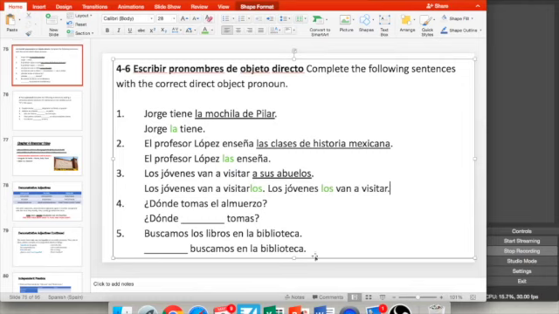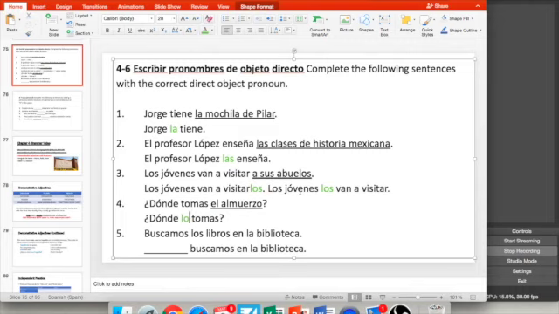All right, number 4. ¿Dónde tomas el almuerzo? Where do you take your lunch? So where do you take it? El almuerzo in this case is the it, the lunch. Almuerzo is masculine and singular, so I get to choose between lo or la. Since it's masculine and singular, I have to use lo. So ¿dónde lo tomas? Where do you take it?